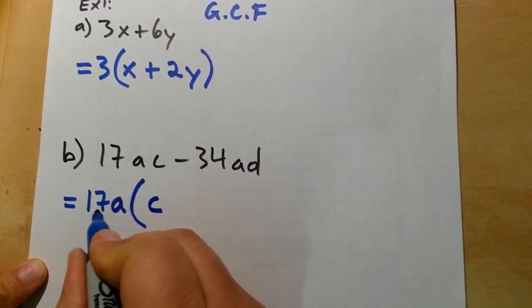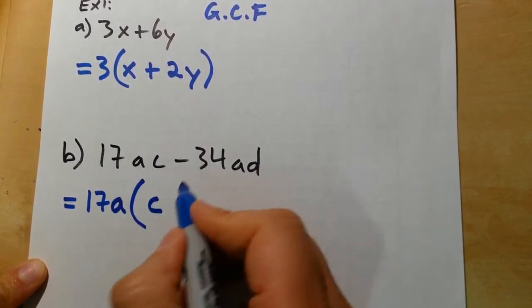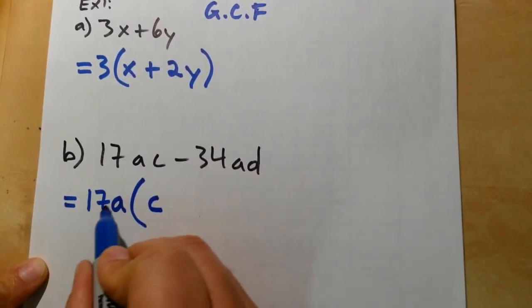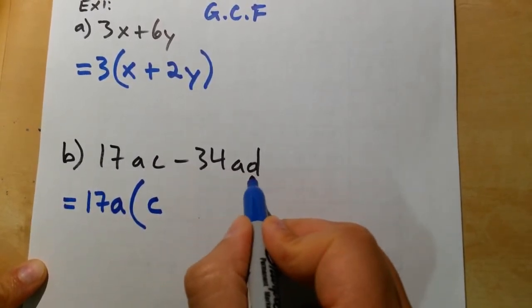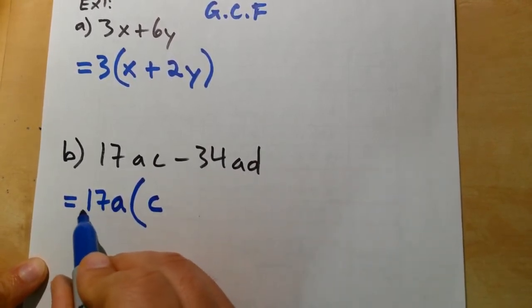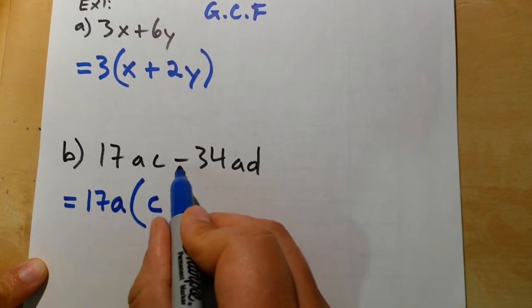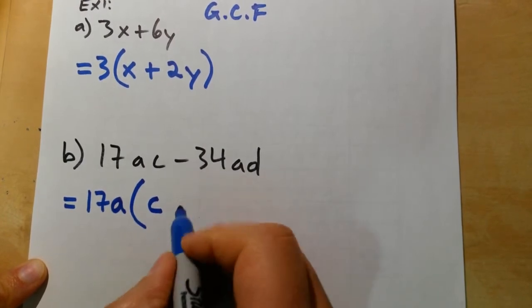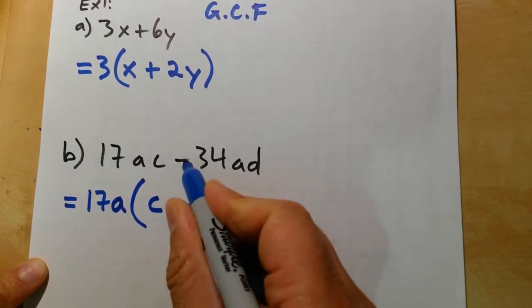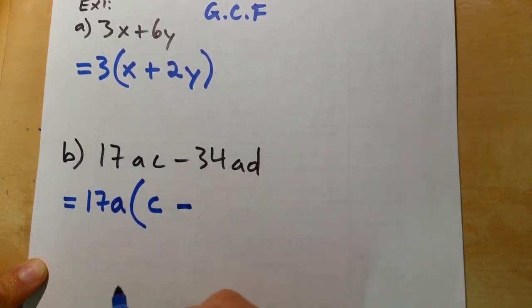Well, we just have to multiply 17a times c to get 17ac, right? Now a negative, right? What number do we multiply 17a by in order to get negative 34ad? Well, we have a positive here. If you want to get a negative result, then we have to multiply a positive times a negative in order to get a negative, okay? So we've taken care of the signs.